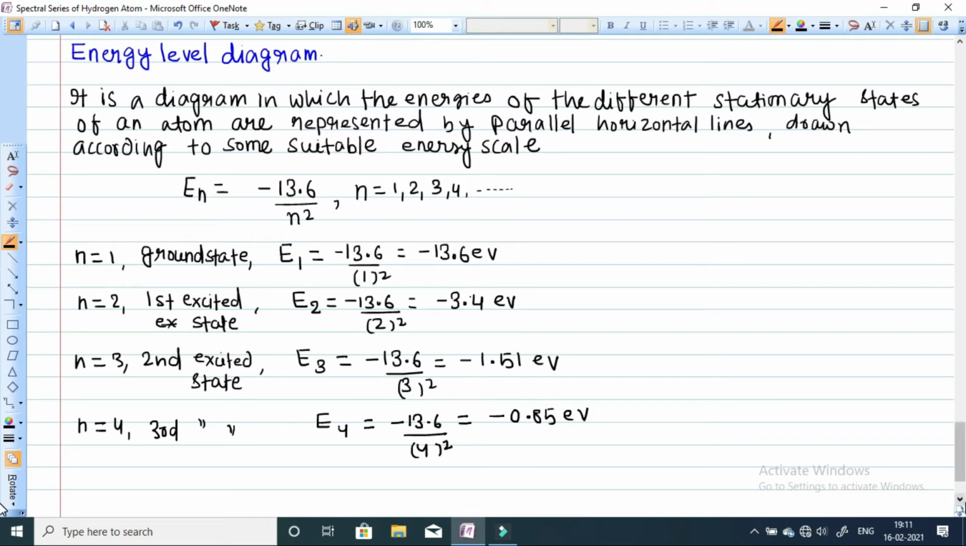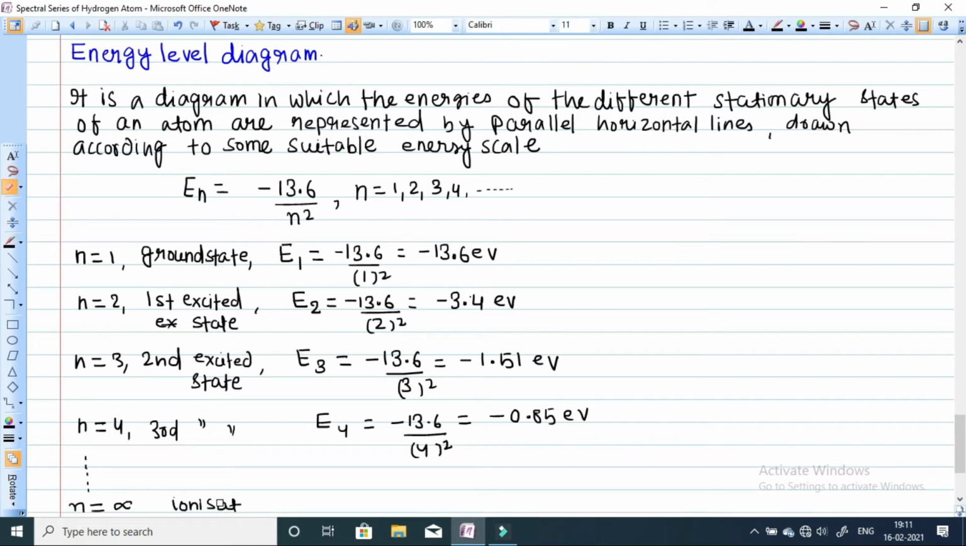Similarly, you can calculate for n equals 5 and n equals 6. When you take n equals infinity, this state is known as the ionized state. When you remove the electron from the atom itself, the atom is ionized. This state is known as the ionized state.